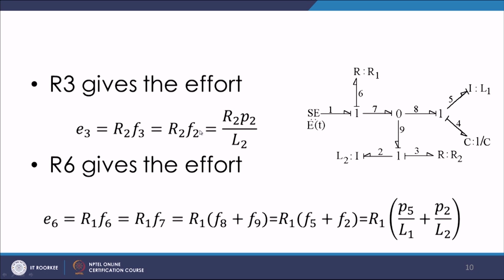So, I put F2, and what is F2? It is P2 by L2, I have just derived in the previous slide. So, this way I can write E3. Likewise, my R6 is giving an effort E6. So, this E6 is what? R1 F6. Now, what is this F6? This is the same as F7 here, and what is F7? This is F8 plus F9. And here, what is F8? F8 is determined from this one, F5, and F9 is determined from F2. So, F5 plus F2, and then I can substitute the values of F5 and F2 as P5 by L1 plus P2 by L2.